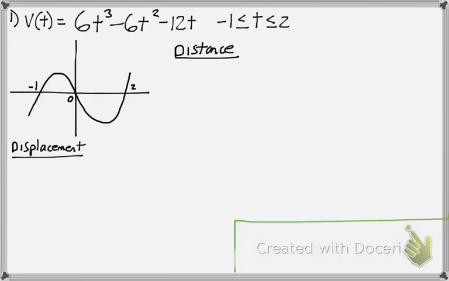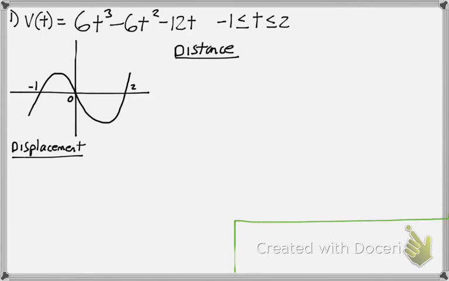Number 1 wants us to find the displacement and the distance traveled by the particle during the given time interval, and they give us the velocity function in meters per second for the given particle. So definitely read through the box on displacement versus distance. Displacement is also called the net distance, and distance is sometimes called the total distance.